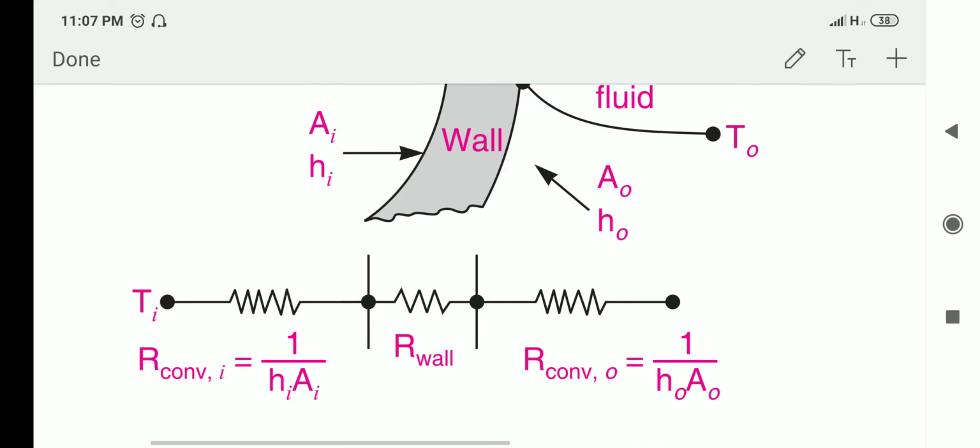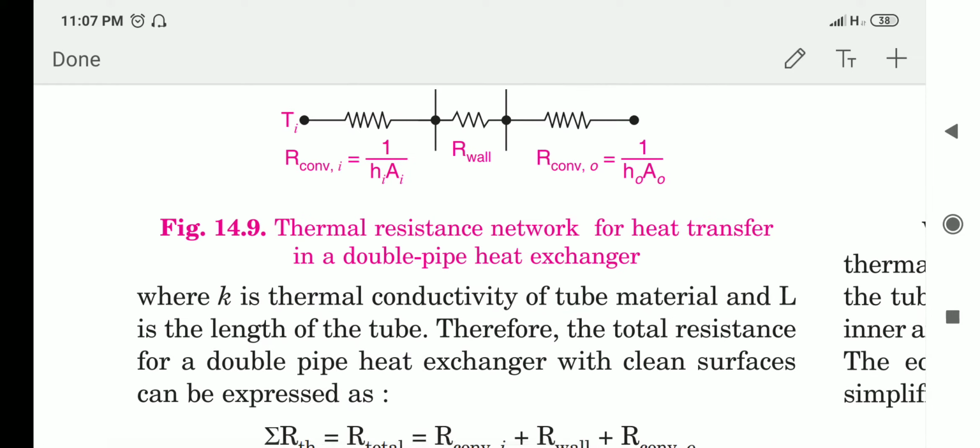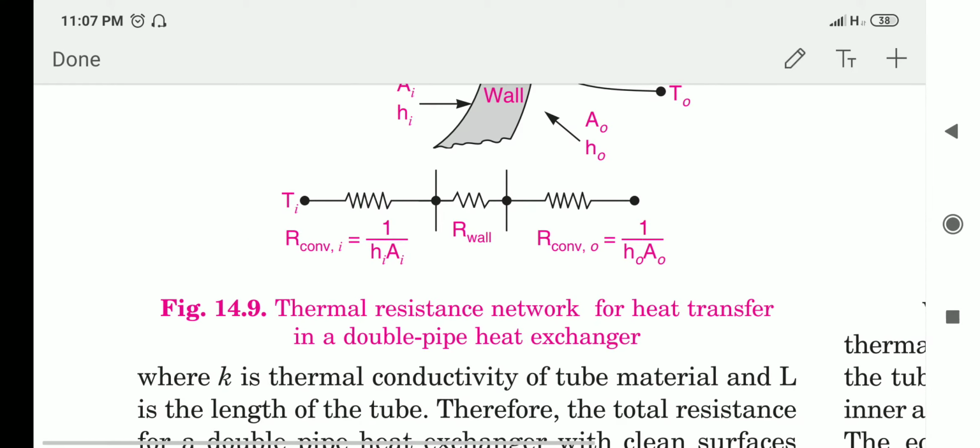Here we know the convective resistance is 1 by hA. The conductive resistance we already know for a cylinder: it is ln(R2/R1) by 2 pi Lk. The total resistance will be in series, right? So it will be the sum total of all these resistances. Now it is the thermal resistance, and we already know that Q equals delta T by R thermal, right?